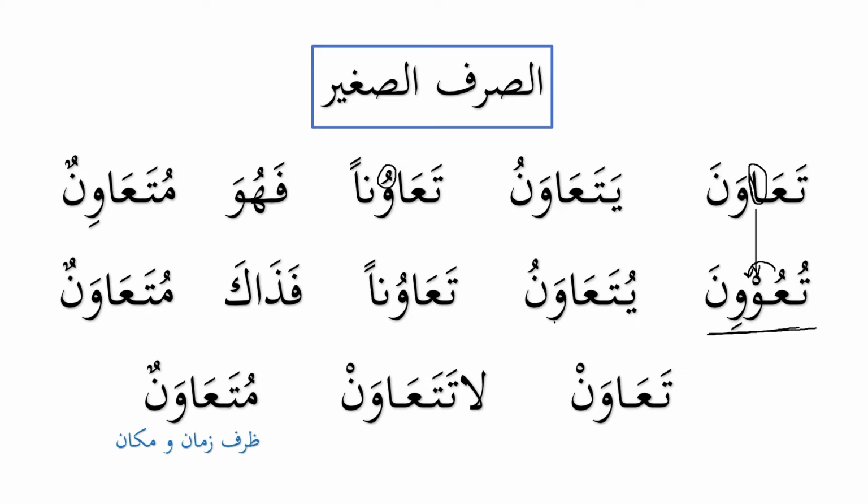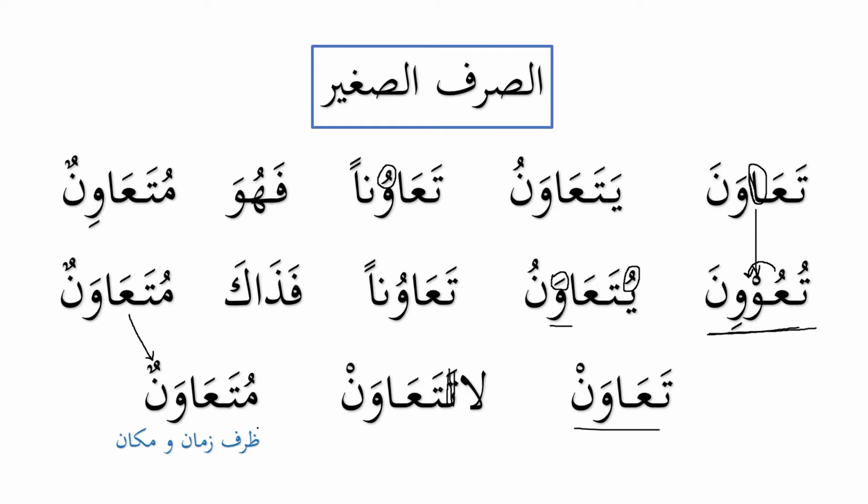The present is comparatively easy. Yuta'awanu, as we know that the passive always starts with dhamma, and the second last letter takes fatha when we talk about the present tense. Tu'uwina yuta'awanu ta'awunan fadhaka muta'awanun. Then we have the imperative, fi'l al-amr, ta'awan, and nahi can be la ta'awan, as we have seen in the Quran, and then we have muta'awanun. What is special about this muta'awanun?